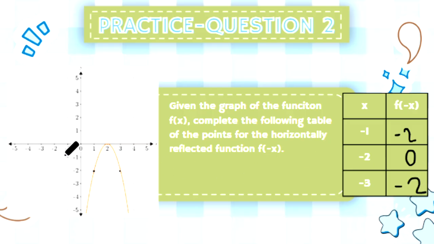Now, you can double check and make sure this makes sense because you can go negative 1, negative 2, there's a point, negative 2, 0, negative 3, negative 2, and look at that, you've got your parabola that, if I could draw to save my life, would mirror that one. Okay, there's practice question 2.